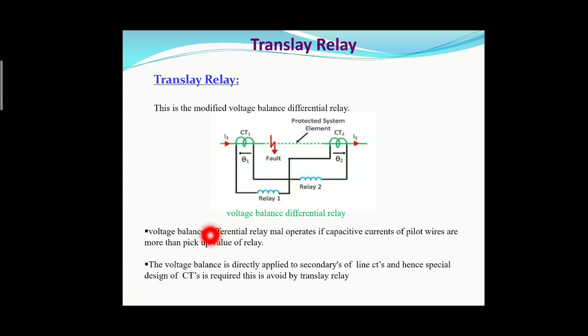Okay, the next disadvantage is that the voltage balance is directly applied to the secondaries of the line CTs. This is the secondary of a line CT. That voltage balance is directly applied to the secondary of the line CTs, and hence a special design of CT is required. This is avoided by using the translay relay. These are the two major disadvantages of a voltage balanced differential relay, and they are overcome by using this translay relay.